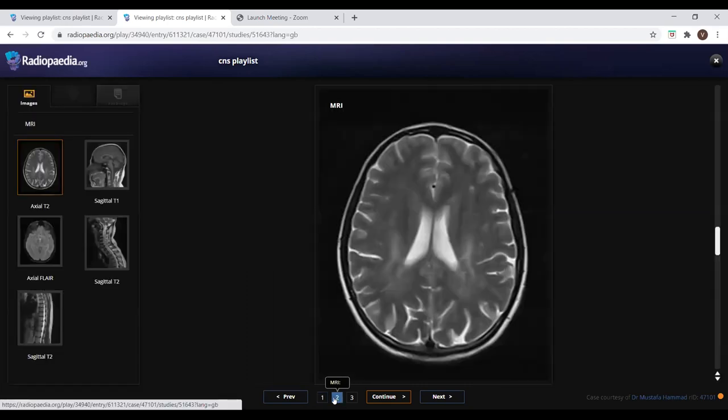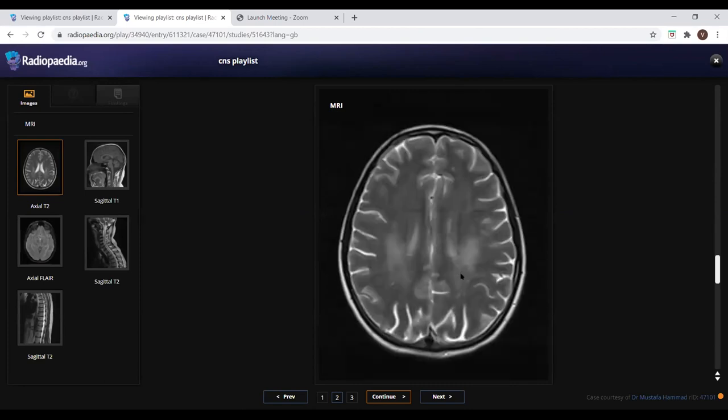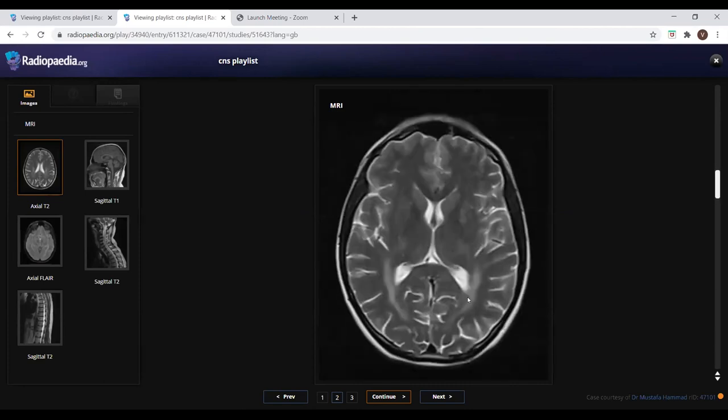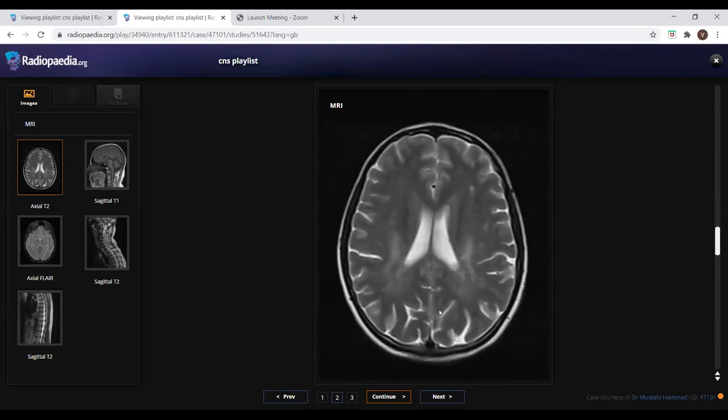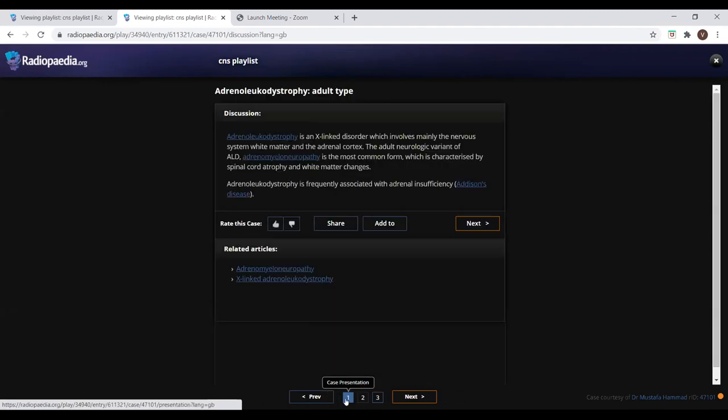Okay, so the first case, Addison's, the history is actually the main hint towards the diagnosis. You have picked up all the findings, like the T2 FLAIR hyperintensity involving the parietal and occipital white matter, and also the atrophy of the cord. Okay, so with the history of Addison's disease, this is adrenoleukodystrophy, and it can be associated with spinal cord atrophy as well.